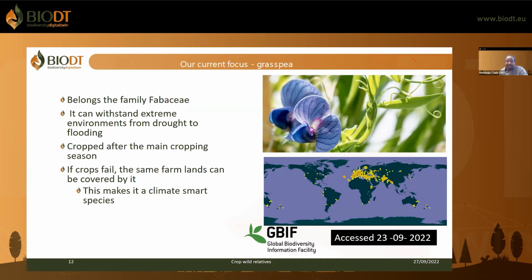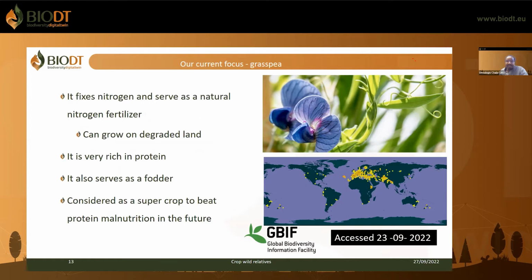If a crop fails, that means the same farmlands can be covered by grasspea. And this makes it a climate-smart species. Grasspea is often the only alternative to starvation when other crops fail, especially in developing countries. It fixes nitrogen and serves as nitrogen fertilizer. Because of this ability to fix nitrogen, it can also grow on degraded land.